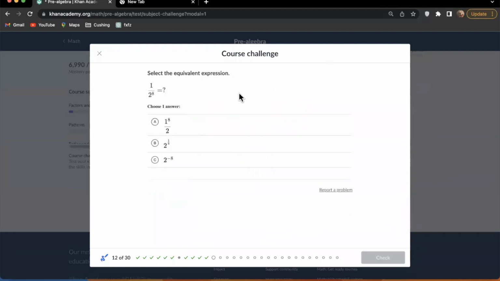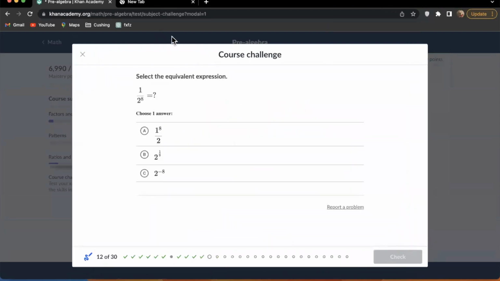All right, it says select the equivalent expression. Let's check it out. 1 over 2 to the 8th. Let's see. So let's look here. It says choose one answer. There's only one. So this here is 1 to the 8th over 2. That's the equivalent. 1 to the 8th is just 1, because that's 1 times 1 times 1 times 1 times 1. It's just 1/2. Is 1/2 equal to this?